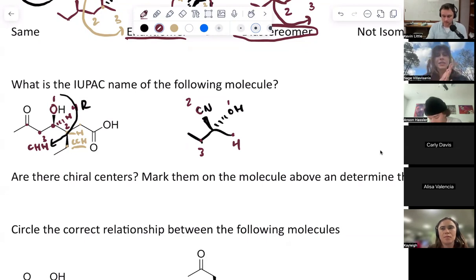So what's up? Oh, I'm sorry. I was just wondering why the OH is higher priority than the CN, because I was just going with like atomic mass. Oh, wait, never mind. Scratch that. I realized I was picturing the table wrong. Yeah, oxygen is bigger than carbon, and that's what I compare first.